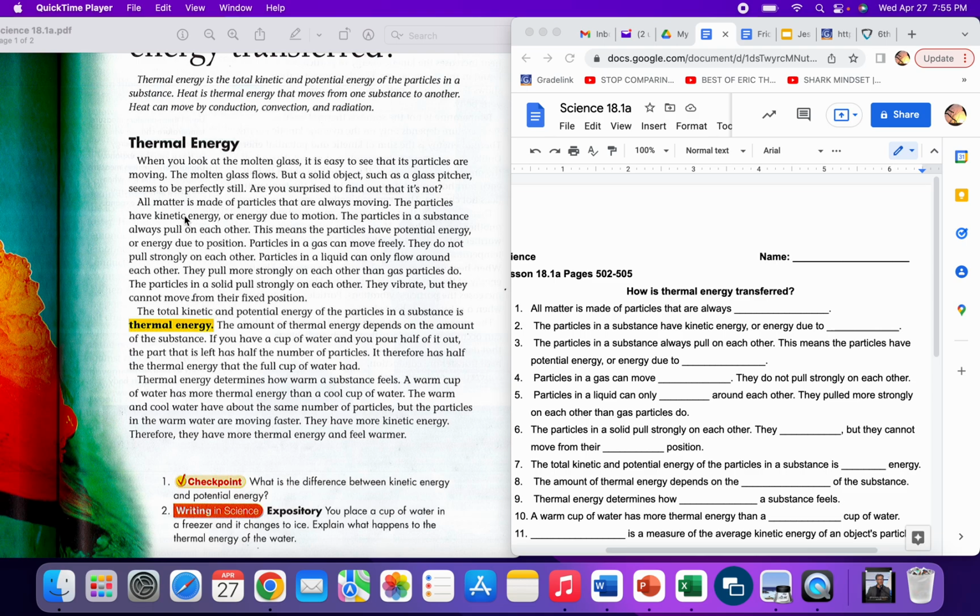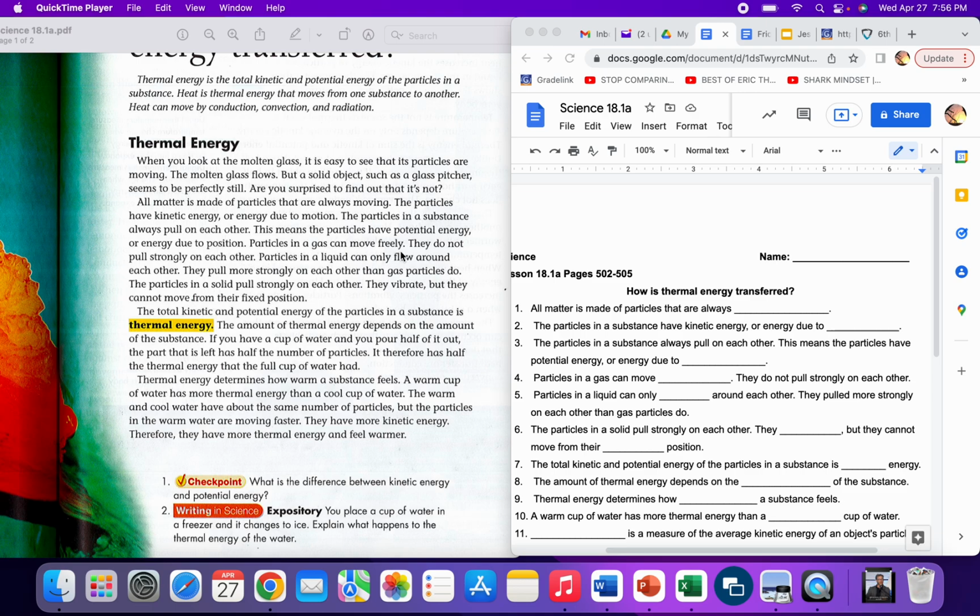The particles have kinetic energy because they are moving, due to motion. The particles in a substance always pull on each other. This means that the particles have potential energy, or energy due to their positions. Put those two together and you would call that mechanical energy, right? But the total of the particles in the substance is what we call thermal energy.